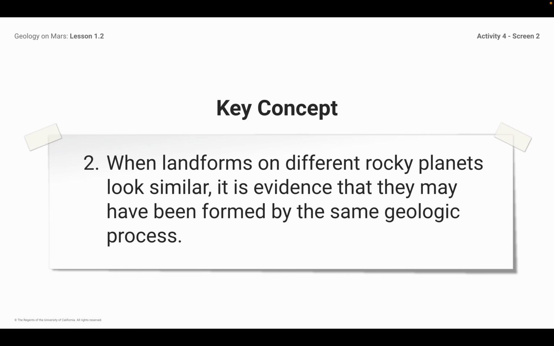And this is important because when we look at key concept number 2, it says when landforms on different rocky planets look similar, it's evidence that they may have been formed by the same geologic process. That's so important. Make sure that you are understanding this. In other words, if we look at a landform on Earth and we say that was formed by flowing water, and we see another landform on Mars and we're like, hey, that looks very similar to what I saw on Earth, if I know it was formed by flowing water on Earth, then I can assume that it was formed by flowing water on Mars. It's the same thing because they're both rocky planets.